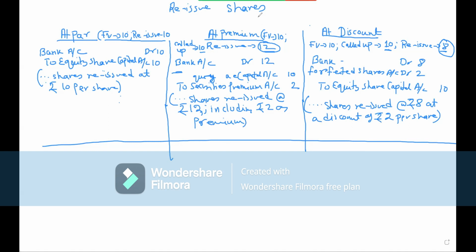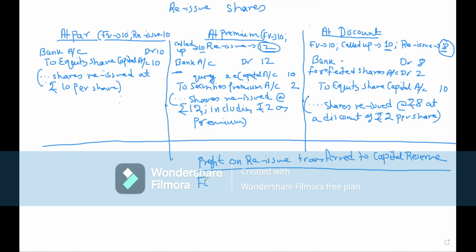Yes, sir. Now, the same shares you are reissuing to someone else. So are you not getting double payment on the same shares? So obviously there is going to be a profit on reissue. That profit on reissue of shares is transferred to an account known as capital reserve. Profit on reissue is transferred to which account? Capital reserve.